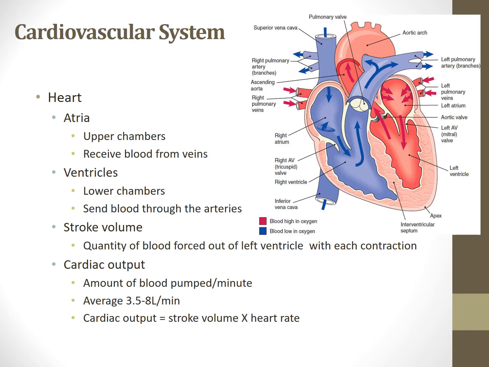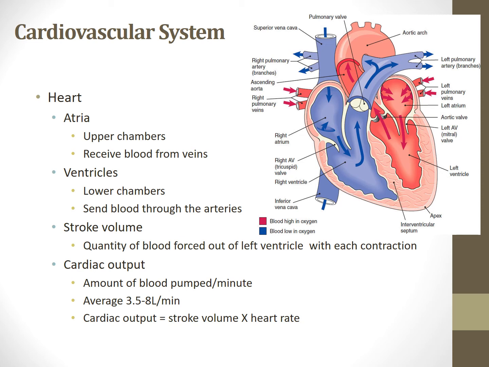So oxygen, as we said, and carbon dioxide must move through the alveoli and be carried to and from body cells by blood. And this is why we have to have an adequately functioning cardiovascular system in order to have that exchange of gas. So again, this is just the anatomy of the heart. You probably had that in your anatomy class, but the heart has valves. The atria are the two upper chambers. They receive blood from the veins, and the ventricles, the two lower chambers, send blood through the arteries.